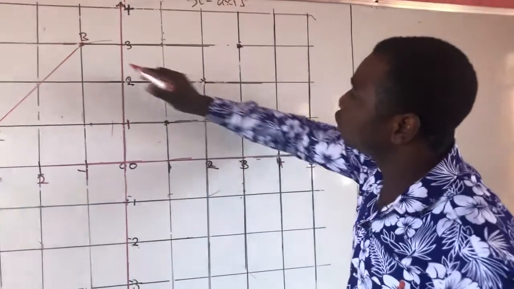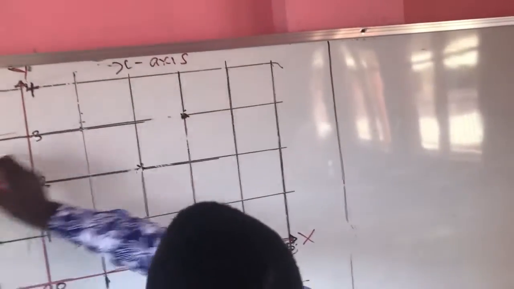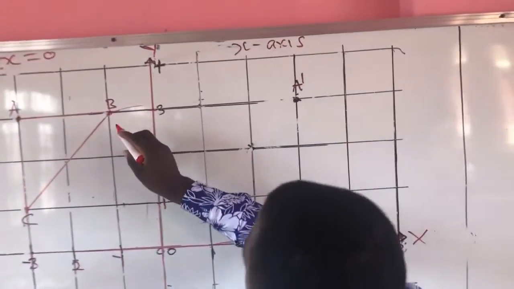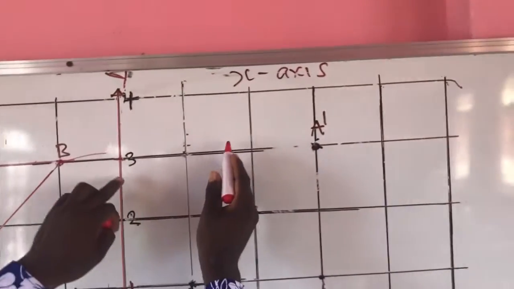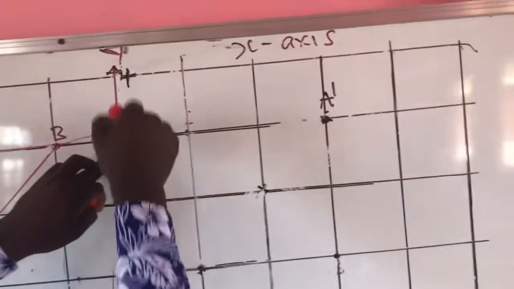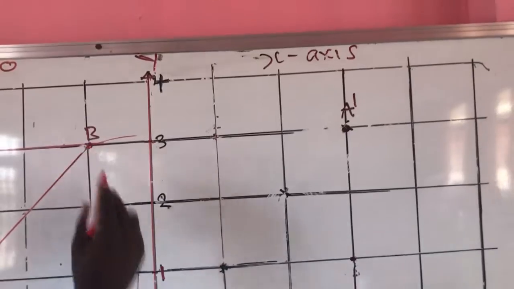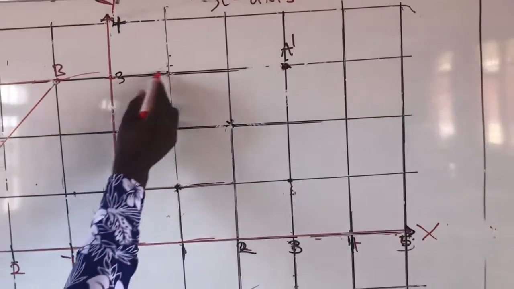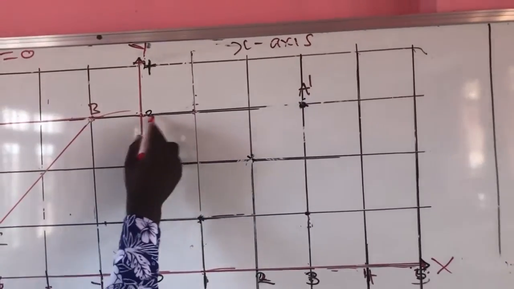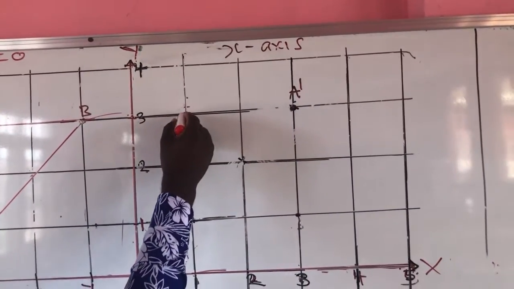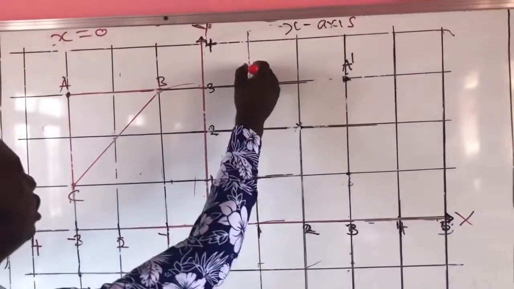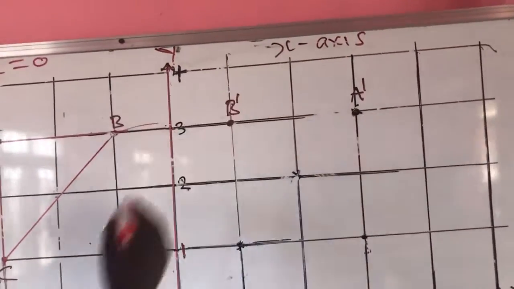Good. Now let's trace this one to B. So this is A. Indicate it. Let's make it A1. Where is B? Let's trace it. Let's reflect it at this side using this mirror line. So this is B, right? Now let's move from the mirror line. It's only 1 point from the mirror line. So we can bring it here now. Since it's the image, let's make it B1.